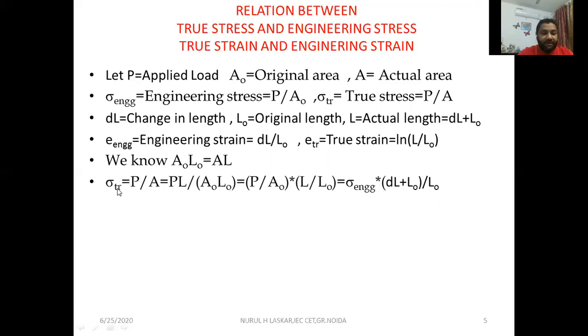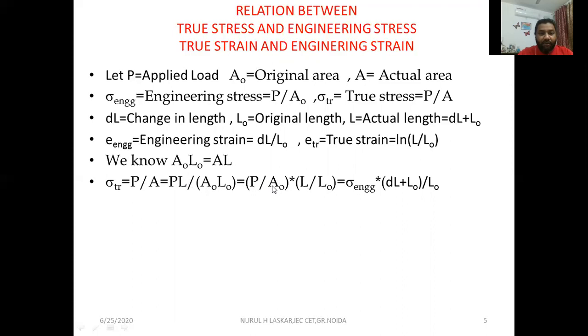See, this is sigma TR, that is the true stress, is equal to P upon A. Okay. So P L upon A0 L0. From where it is coming? See, if I want to replace this A, so from this equation, A is equal to A0 L0 divided by L. So I put A0 L0 and take L in the up. So it is PL divided by A0 L0. So this is equal to P upon A0, load upon original area, multiplied by L, that is the actual length, divided by the original length.